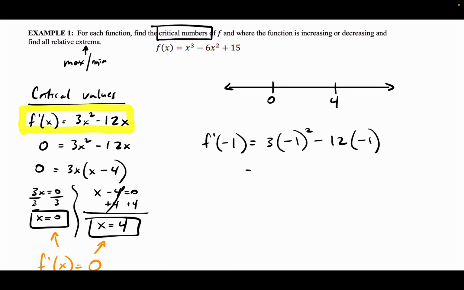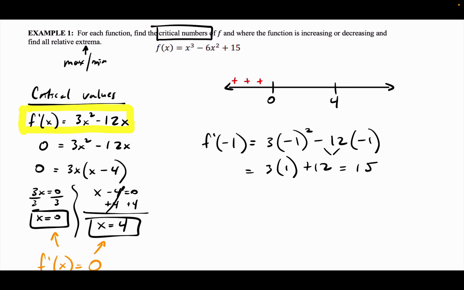Okay? So 3 times negative 1 squared is 3. This would be plus 12 because you multiply it. We get positive 15. Since 15 is positive, that means every number I were to plug in before 0, you could plug in negative 2, negative 3, negative 4, negative 10, any negative number into the first derivative, and it will always be positive. So we're going to put positives over there. Anything before 0 is positive.